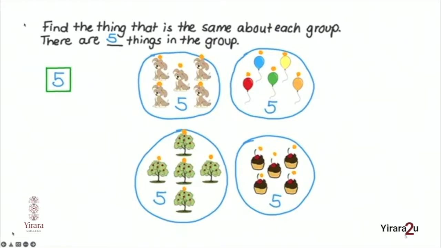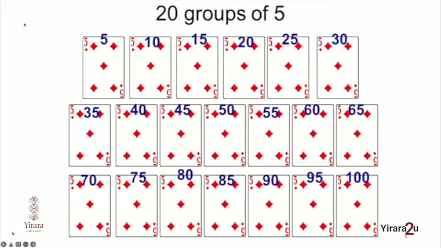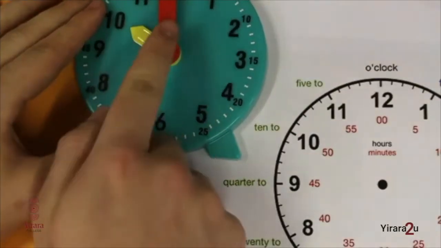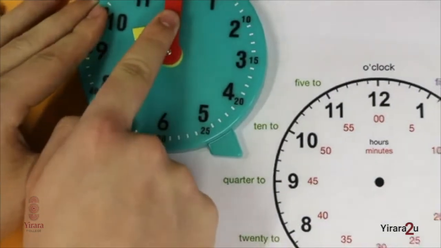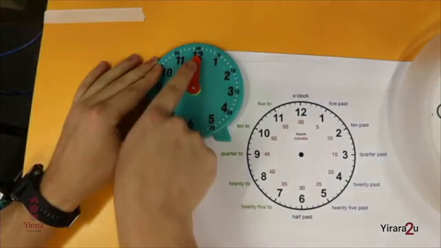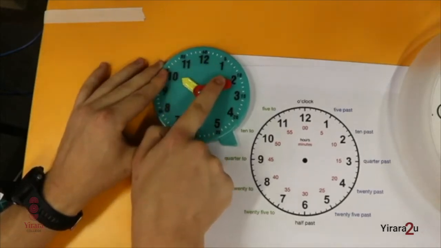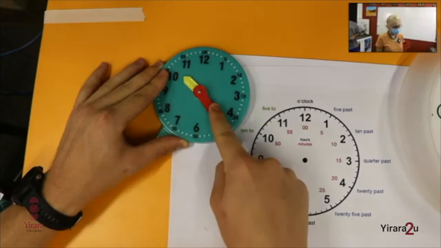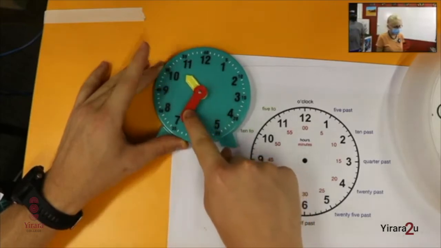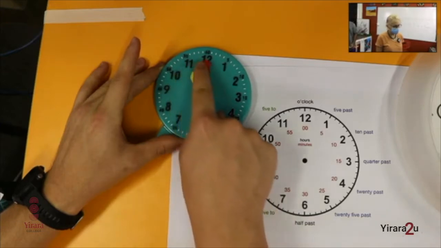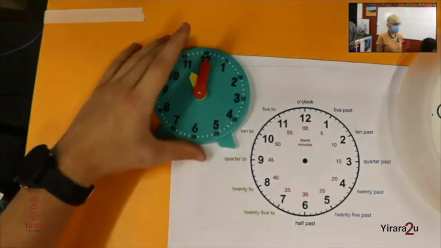Next slide. So taking a look, lots of cards in groups of 5 and then a clock. Now we're using a clock to show you about 5 minutes on the clock. We're going to count in 5s all the way around to make 1 hour. 5, 10, 15, 20, 25, 30, 35, 40, 45, 50, 55 and 60 minutes in total.